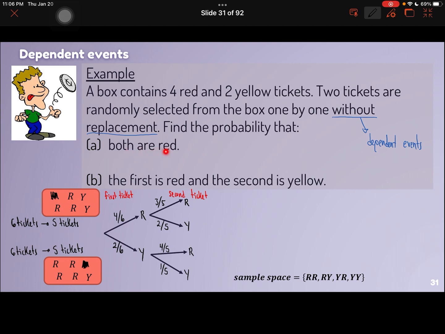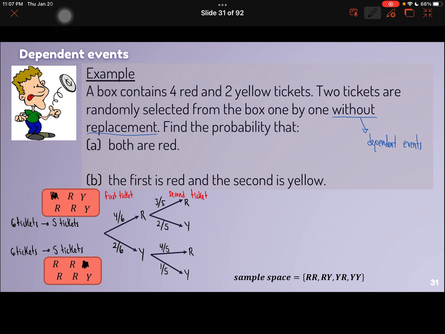and I'm going to start finding the probability that both are red. The probability that the first one is red is 4 out of 6, and the probability that the second one is 3 out of 5. This is the moment when you see that we have dependent events. This probability was affected by the previous event, and that is the reason that the probability is different.